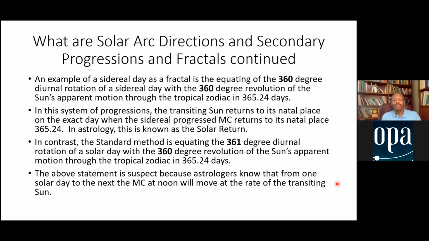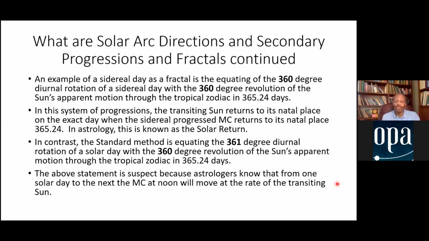So what are solar arc directions? We'll continue with this. An example of a sidereal day is a fractal, is the equating of the 360-degree diurnal rotation of a sidereal day with the 360-degree revolution of the sun's apparent motion through the tropical zodiac, 365 and a quarter days. In this system of progressions, the transiting sun returns to its natal place on the exact day when the sidereal progress midheaven returns to its natal place in 365 and a quarter days.